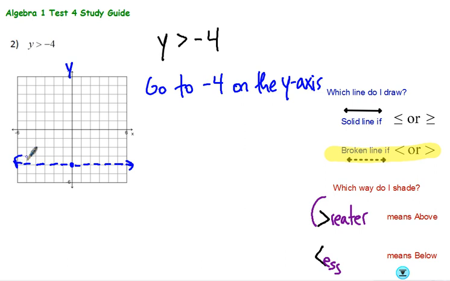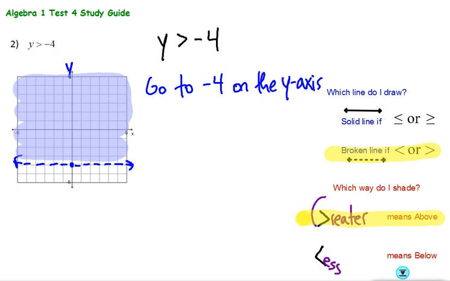Now, the second question is, which way do I shade? Do I shade above or below? Well, we've already established that this meant greater than. And if you think about something that's greater than, you think of something that's above where you are. So greater than means above. That means we're going to shade everything to the top of the line, or above the line. And then you just would shade this with your pencil. So just shade everything that's above. So that would be y greater than -4. Alright, so try number 2 in the middle, see what you come up with. And we'll pause now.